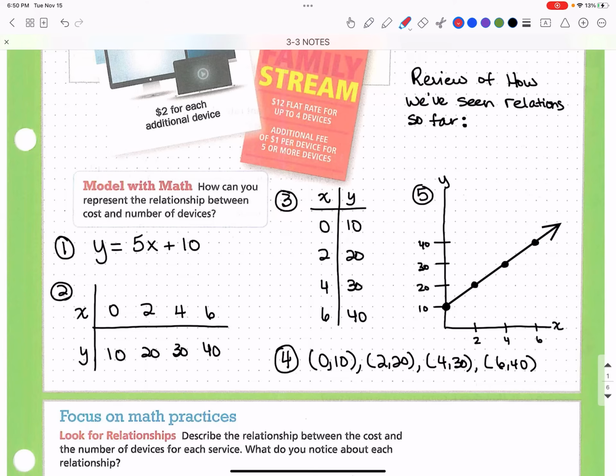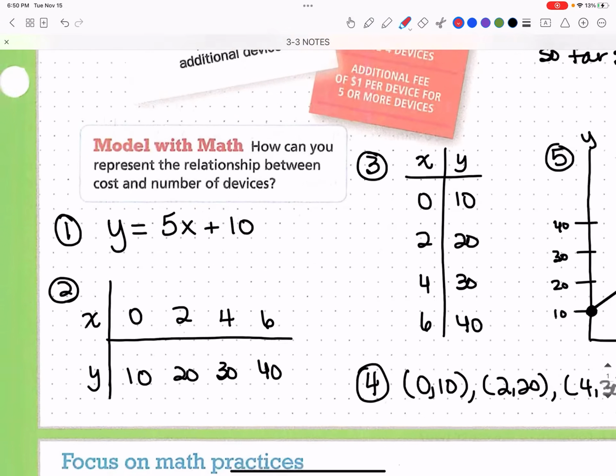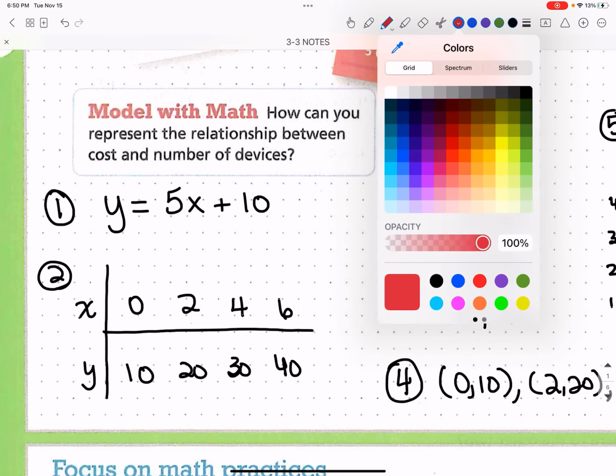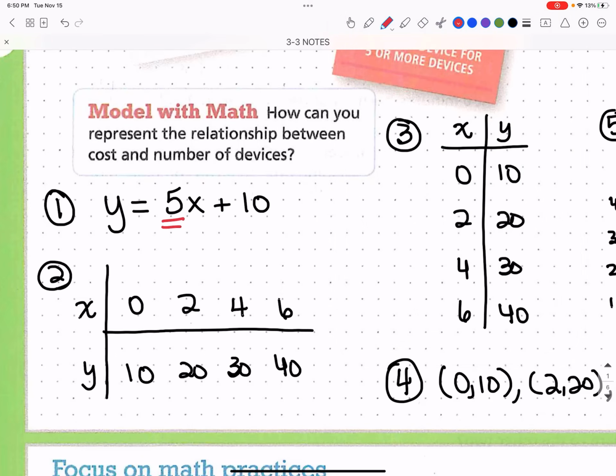So just really quickly, example number 1 is linear. We know it's linear because it's in y equals mx plus b. And right from the equation, we can pull out that the m equals 5, and we can pull out that the b equals 10, right? We can pull that right from the equation.